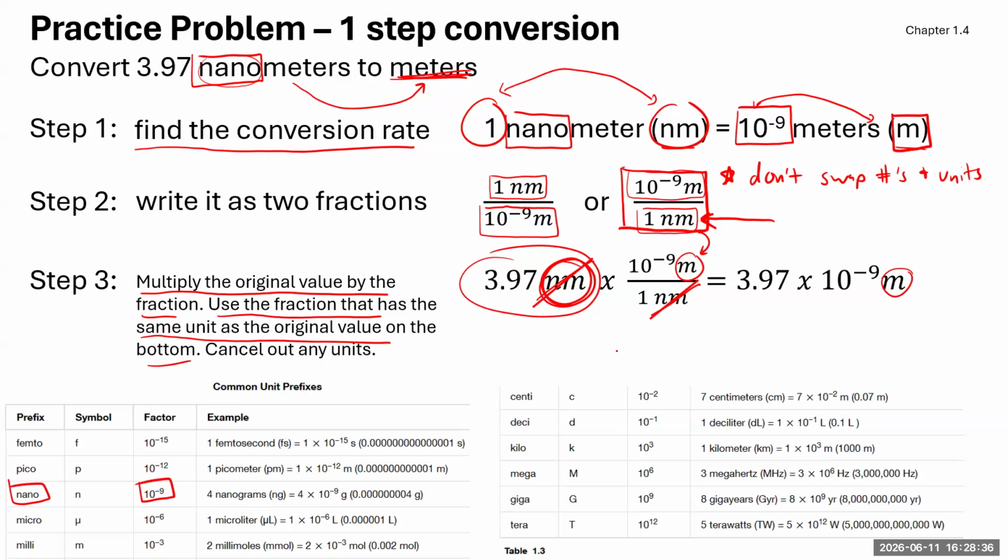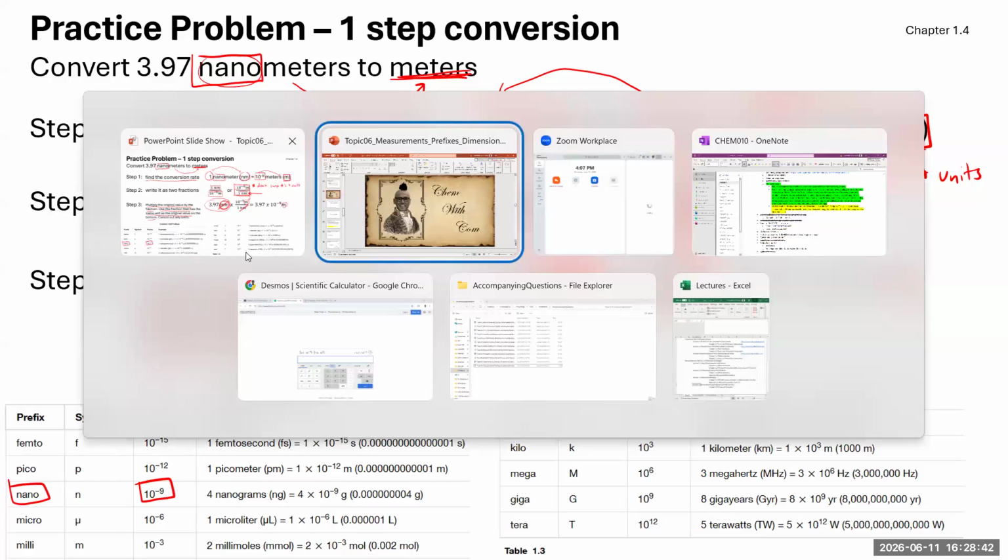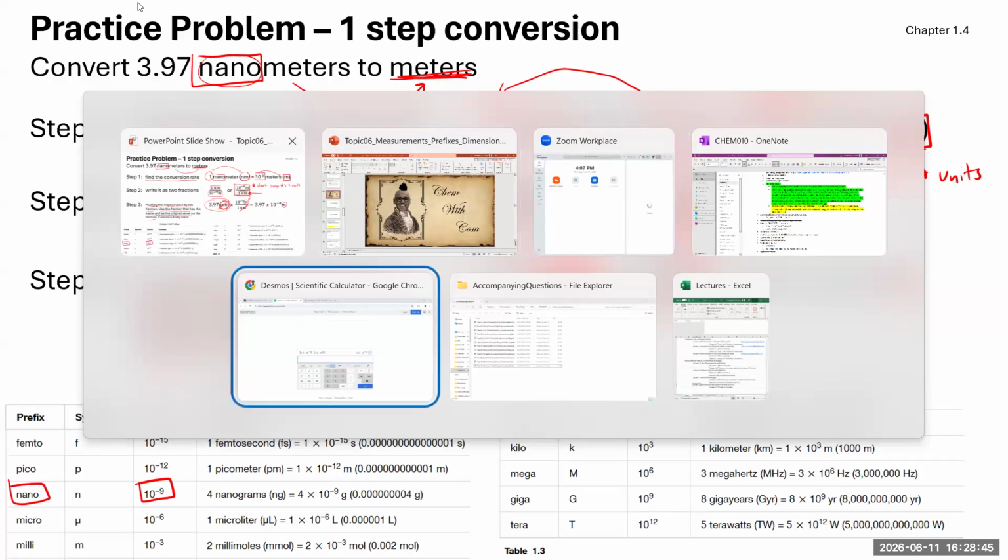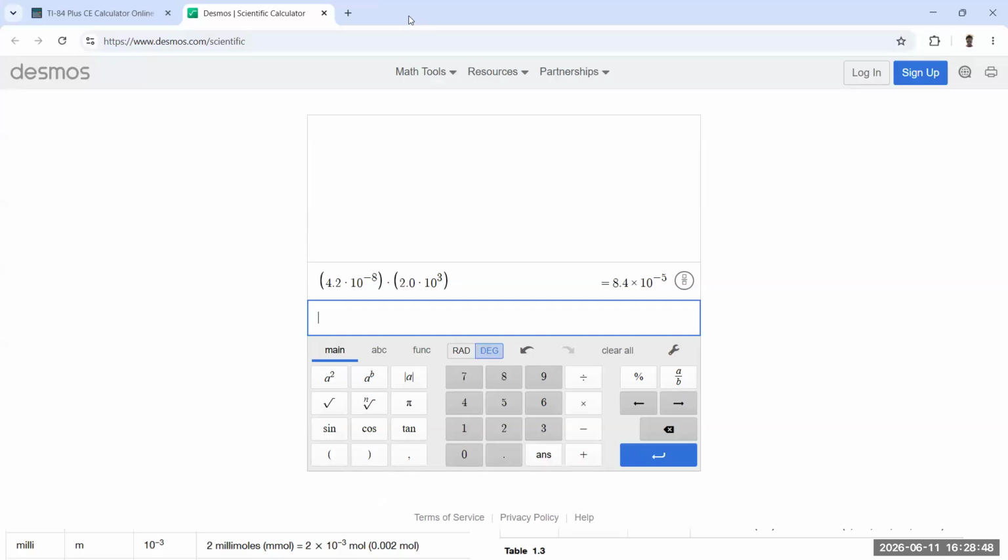All right, so we plug that into our calculator. Let's take a look at our calculator. Again, I know you're learning some math at the same time you're doing chemistry, so sometimes it's a little wonky. Let's delete this and let's try it. All right. 3.97 times 10 raised to the negative ninth, and that equals that. So you don't have to change it. It still is 3.97 times 10 to the negative ninth.